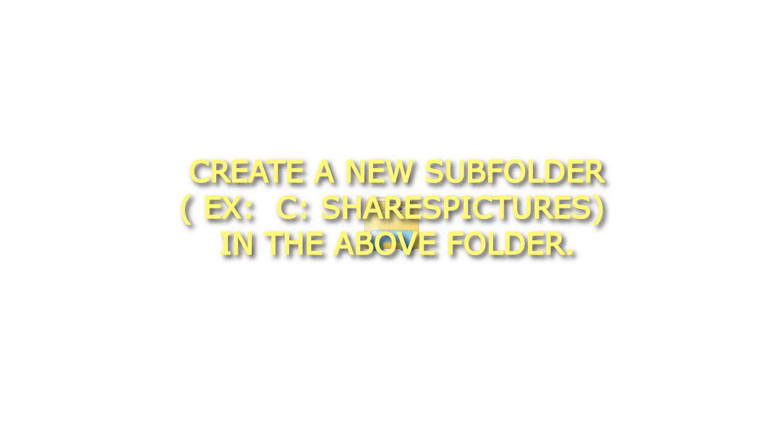1. Create a new folder, XC shares, on your hard drive. 2. Create a new subfolder, XC shares pictures, in the above folder. 3. Include this folder, XC shares pictures, in a library. 4. Delete the folder, XC shares pictures, but do not remove it from the library.